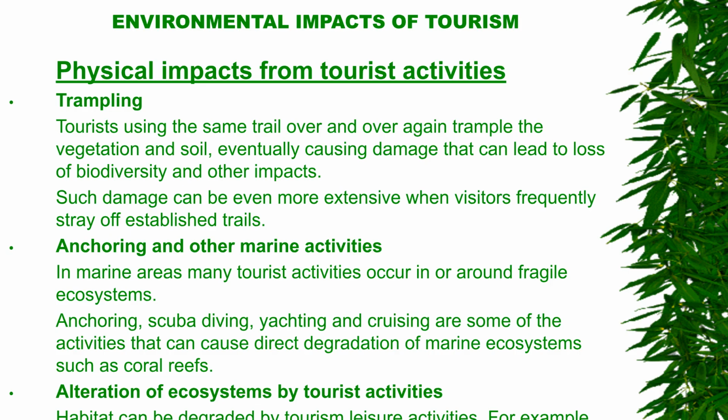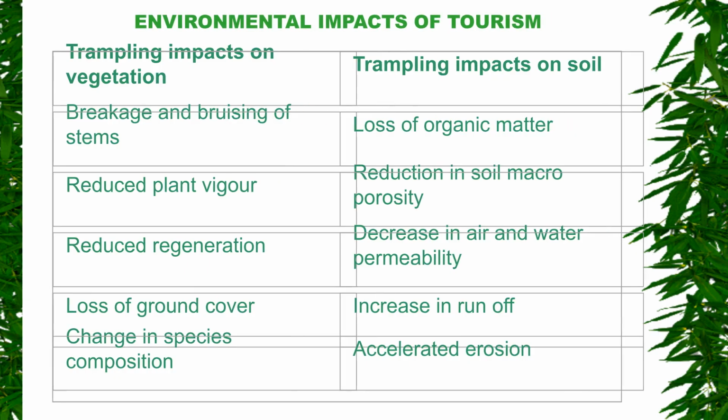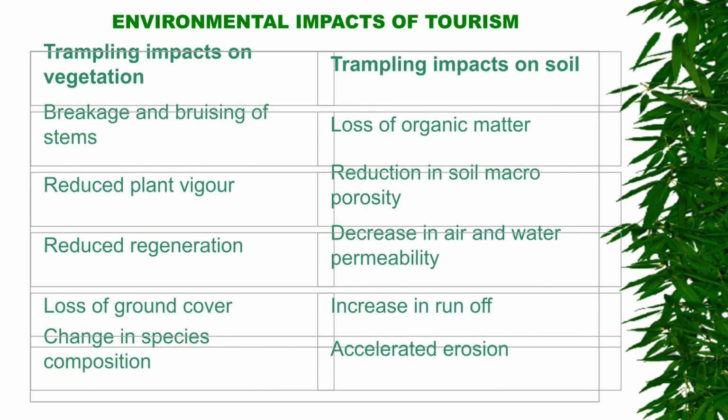Wildlife viewing can stress animals and alter their natural behavior. Trampling impacts vegetation through stem breakage, reduced vigor, and loss of ground cover, changing species composition. Impacts on soil include loss of organic matter, reduced macroporosity, decreased air and water permeability, increased runoff, and accelerated erosion.